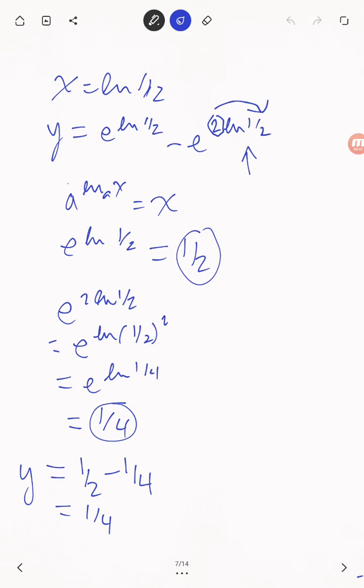Therefore, ln 1/2 and 1/4 is a local max.